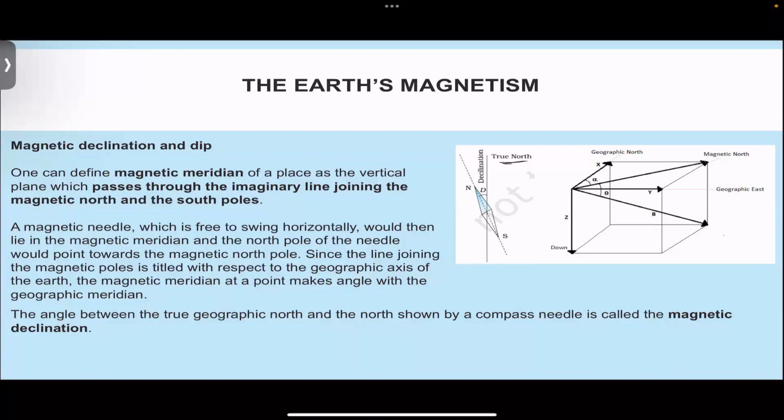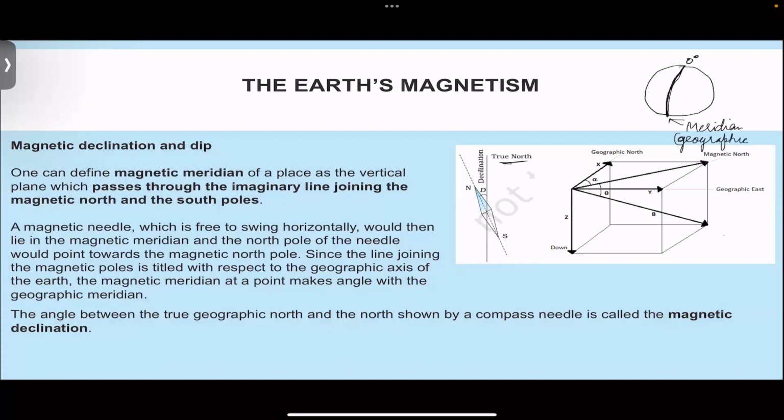suppose we are considering the Earth. We have all heard that there is a 0 degree longitude that passes through, if you remember, Greenwich. This is called the meridian. This is your geographic meridian.